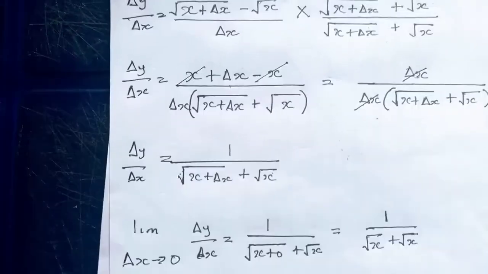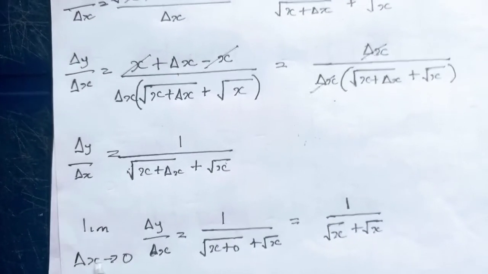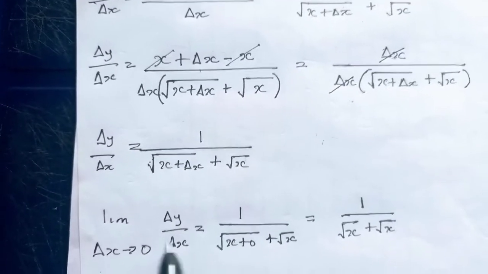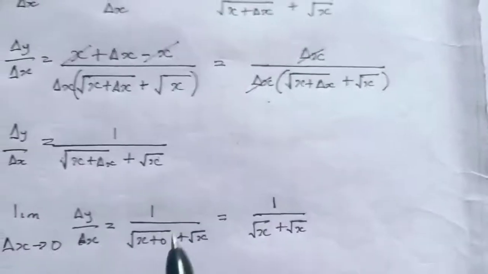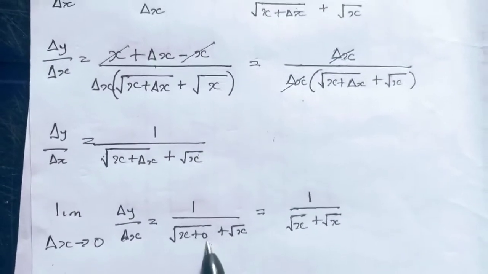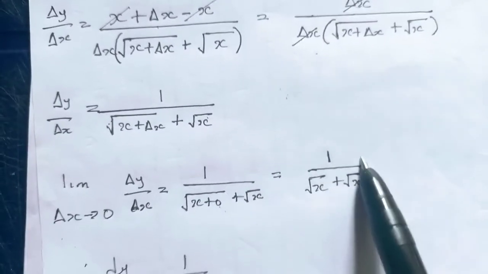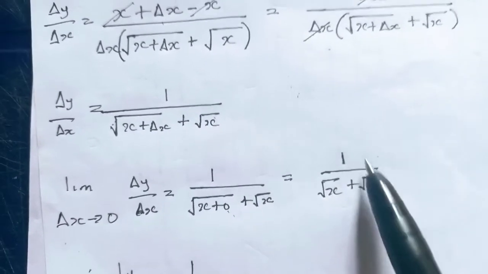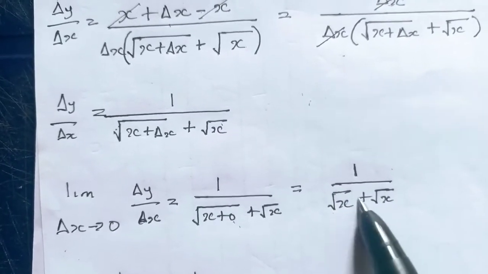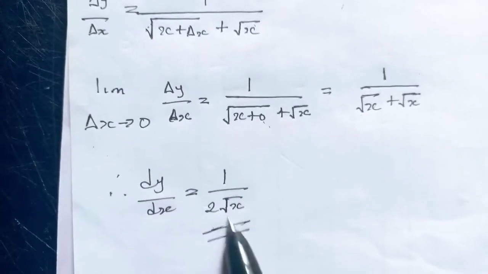Now, if I set the limit as change in x approaches 0 of change in y over change in x, I replace my quantity change in x by 0, which is what I have done here. Then I get this nice looking quantity here. And we know that the square root of x plus the square root of x simply gives me 2 square root of x.